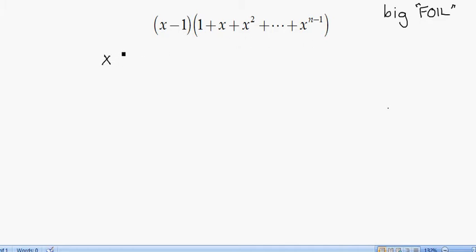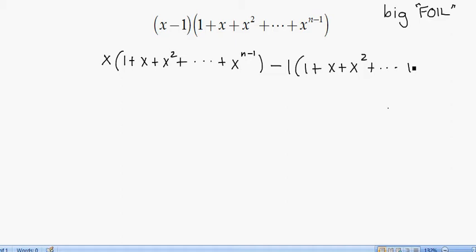So the way the book does it, and it's a good way to recognize it, is we can think of this as x times 1 plus x plus x squared all the way up to x to the n minus 1, minus 1 times 1 plus x plus x squared all the way up to x to the n minus 1, right? So the x is being multiplied by everything, and that's what we're going to do in a minute. So let's do that. The x gets multiplied by everything in this polynomial.